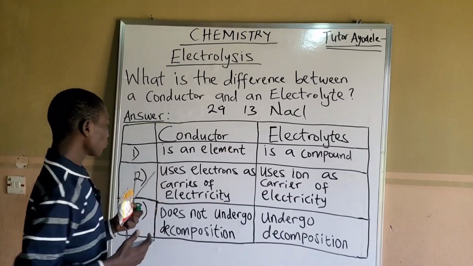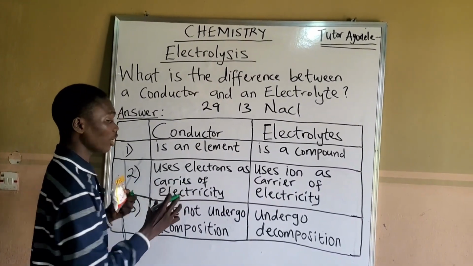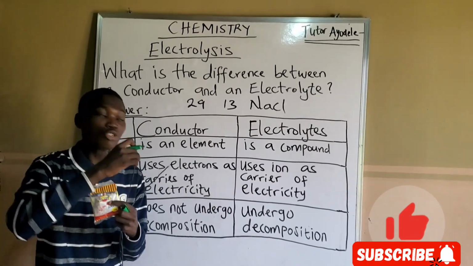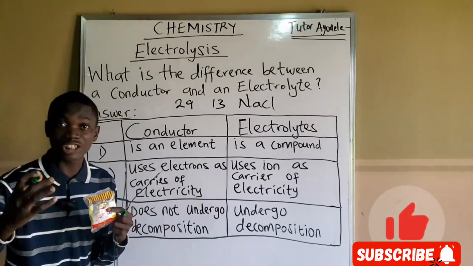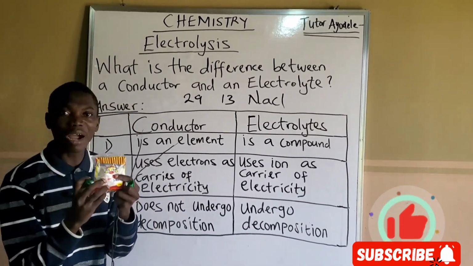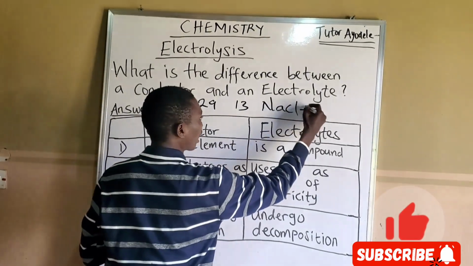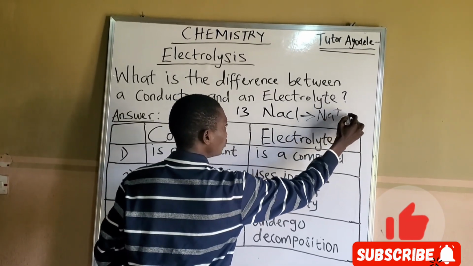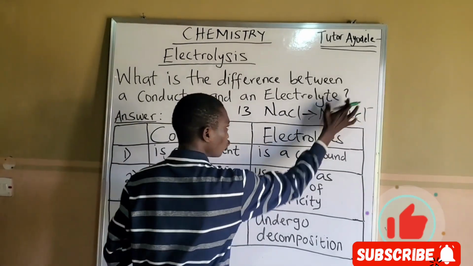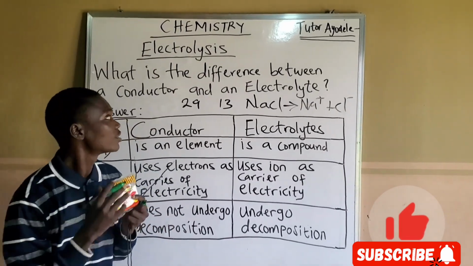The number two difference is that a conductor uses electrons as carriers of electricity. Not only copper alone; all metals use what? Electrons as carriers of what? Electricity. What they use to transfer electricity is the electron. Why does this one not make use of electrons? The compound makes use of what? Ions. For example, sodium chloride dissociates to give you sodium ion and chloride ion. These are called ions, not electrons. So they make use of ions as carriers of what? Electricity.